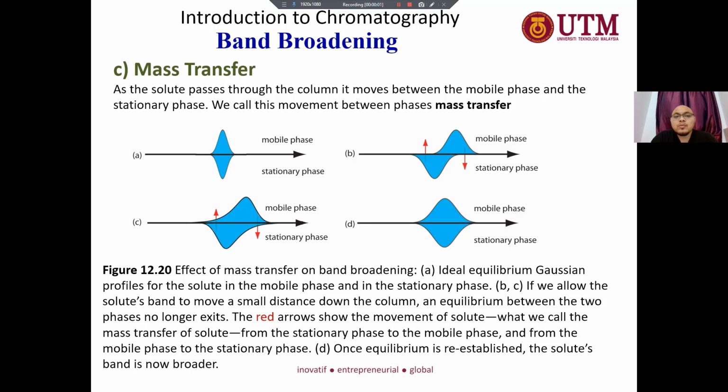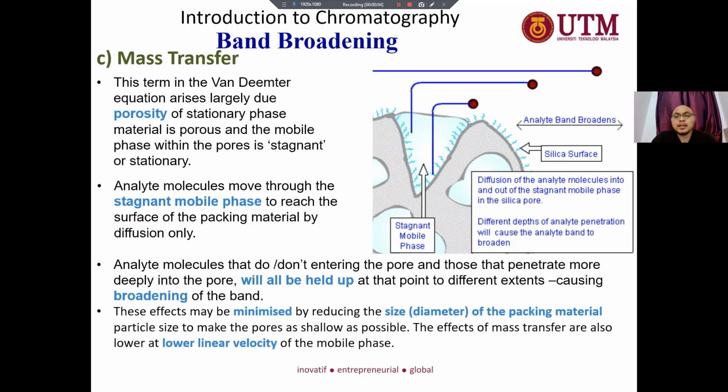So what is the source of mass transfer? Mass transfer occurs when the stationary phase has large porosity, or is high in porosity. If we look at the figure here, the stationary phase has a lot of pores, so the porosity is very high. When the porosity is so high, the mobile phase inside the pores becomes stagnant.